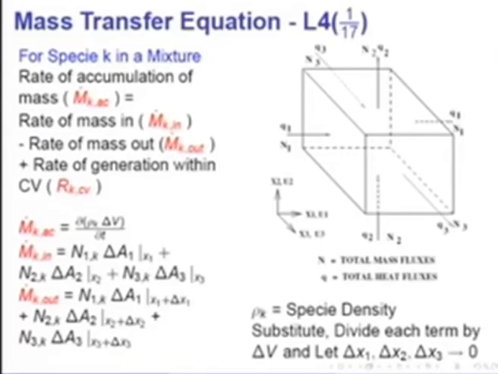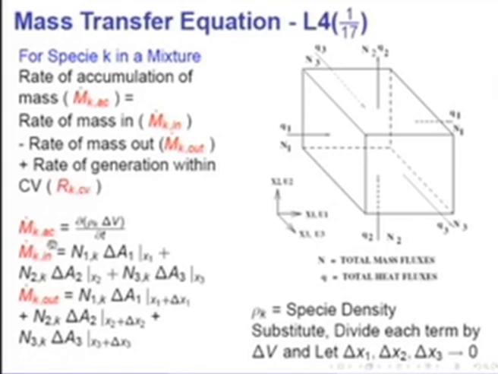So, what does the law say for a specie? For a specie K in a mixture, the rate of accumulation of mass of the specie K, that is given by m dot K accumulation, equals rate of mass in minus rate of mass out plus rate of generation of specie within the control volume. As a result of chemical reaction, as you know, some species are generated while others are destroyed. As such, each specie will have either a generation or a destruction rate associated with it.